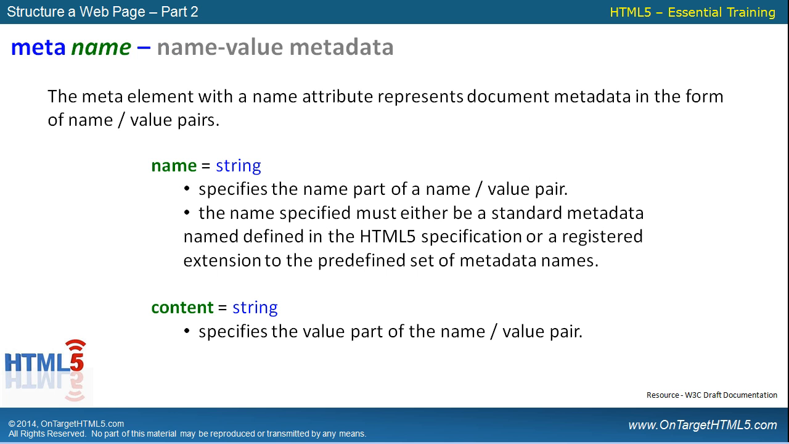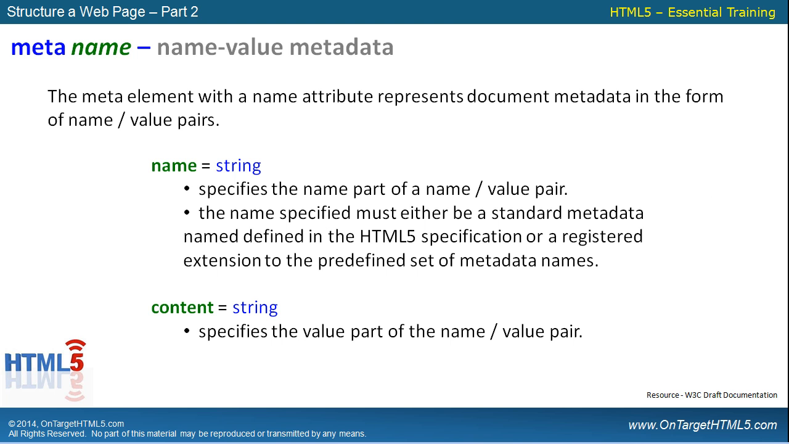So in a meta tag, we have a name and a name value metadata pair. The meta element with a name attribute represents document metadata in the form of name value pairs. The name is a string. It specifies the name part of the name value pair, and the name specified must either be a standard metadata name defined in the HTML5 specification or a registered extension to the predefined set of metadata names.